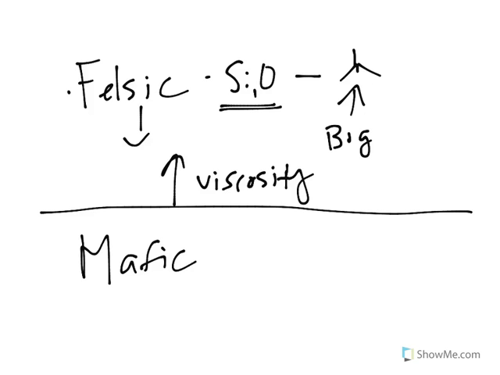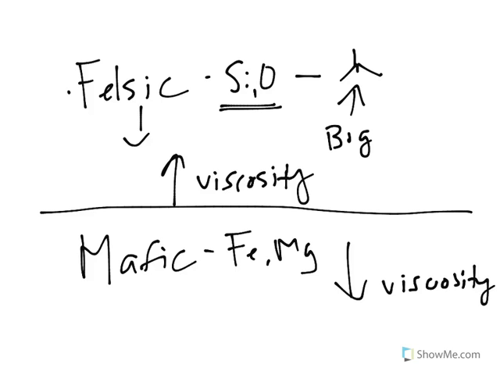Now, our mafic, on the other hand, this is full of iron and magnesium. It doesn't have all those tetrahedras gumming up the system. So this has a low viscosity. So this can run. Not quite like water, but it's runny compared to felsic. So we're going to see that our mafic volcanoes tend to be much more passive. They're not as angry. They're not as explosive.